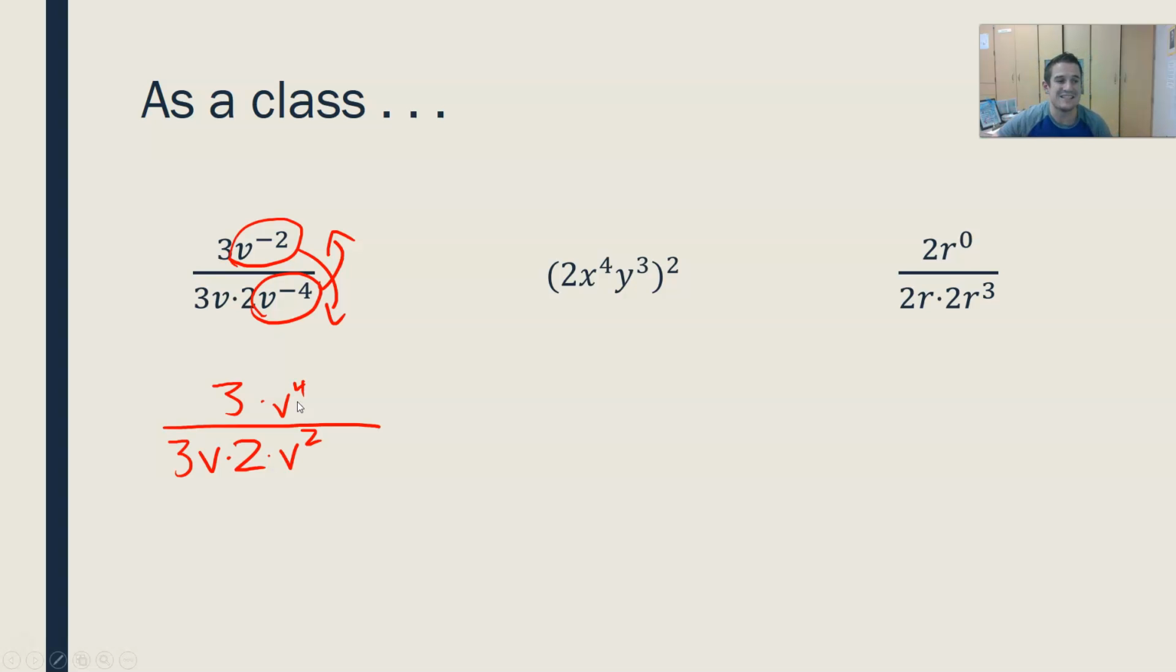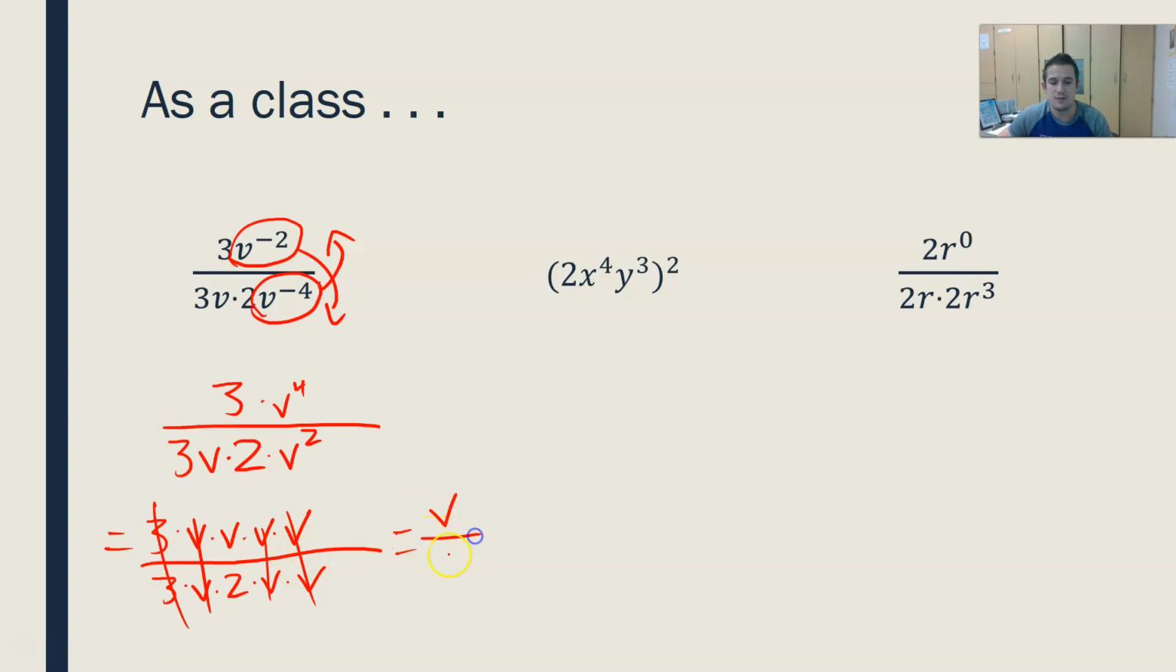Okay, well now I want to simplify this expression as far as I can. So let me rewrite this out again. 3 times v to the 4th is 3 times v times v times v times v, over 3 times v times 2 times, and then v squared is v times v. So now I'm going to ask, is there anything I can cancel out on the top and on the bottom? Well, the 3's can cancel out. These v's can cancel out. These v's and these v's can cancel out. So what am I left with? V on the top, 2 on the bottom. So all of that simplifies to v over 2. Okay?